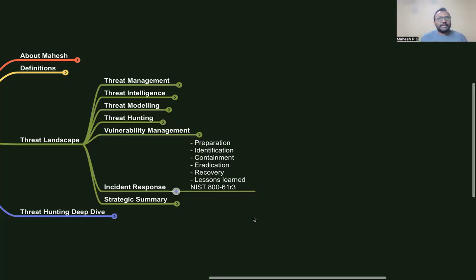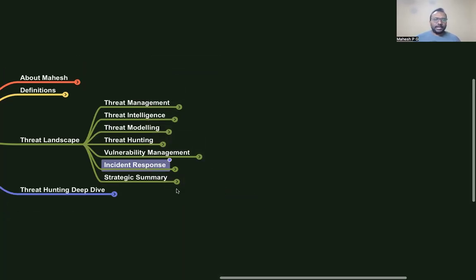What happened? Why did it happen? What would have saved us from that particular incident? What do we need to do in the future to ensure that such an incident will not happen to the organization? These are all very critical as part of the incident response scenario. That is about incident response.